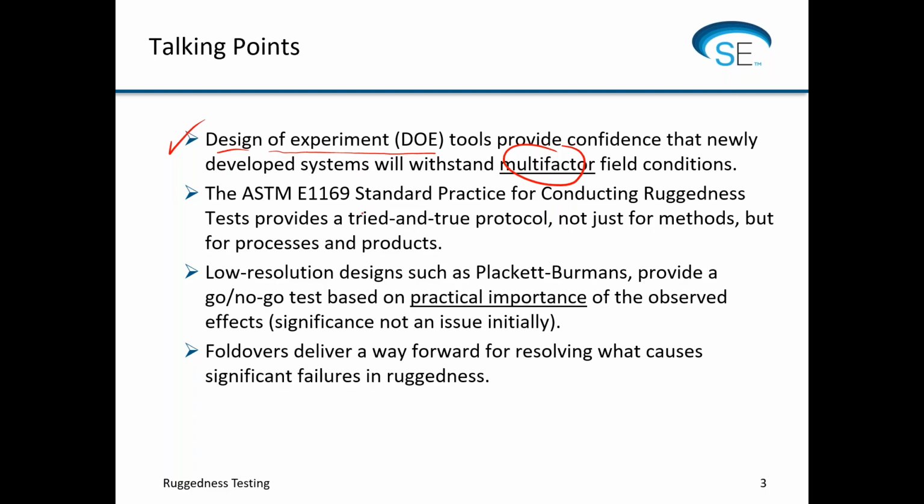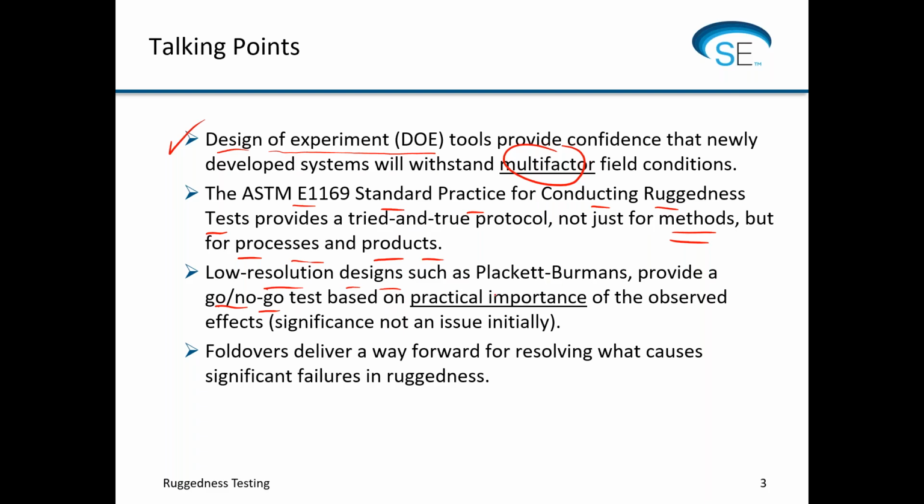The ASTM E1169 Standard Practice for Conducting Ruggedness Tests provides a really good protocol. It's designed for test methods, which famously break down from the ivory tower development by analytical chemists when they go out into the manufacturing plants. However, I found that it works very well for processes and products to run some type of multi-factor, multi-component testing. And if you do the testing using lower resolution, you can quickly test lots of combinations in a pass-fail type of test, a go/no-go type of test.